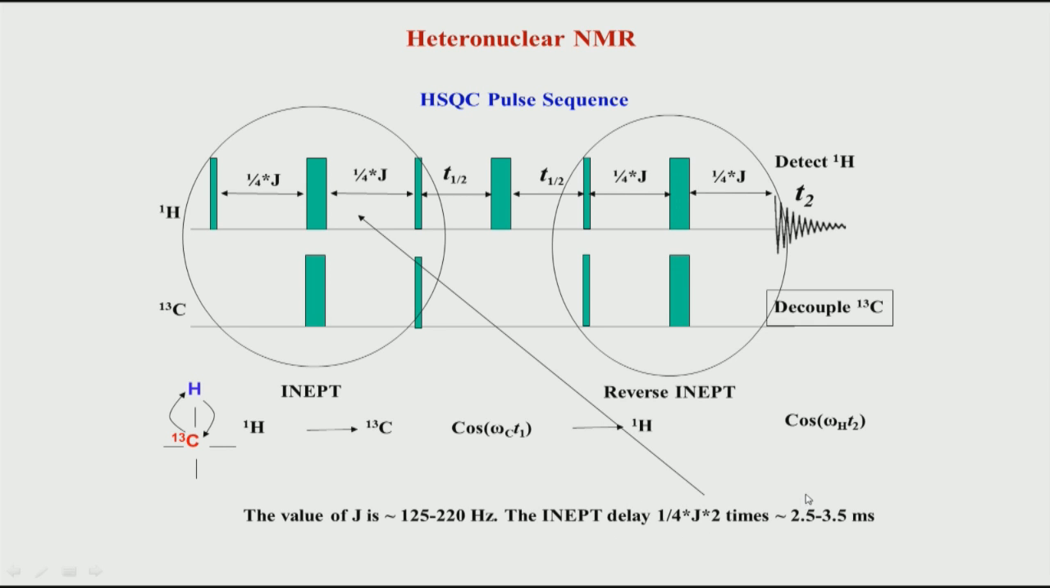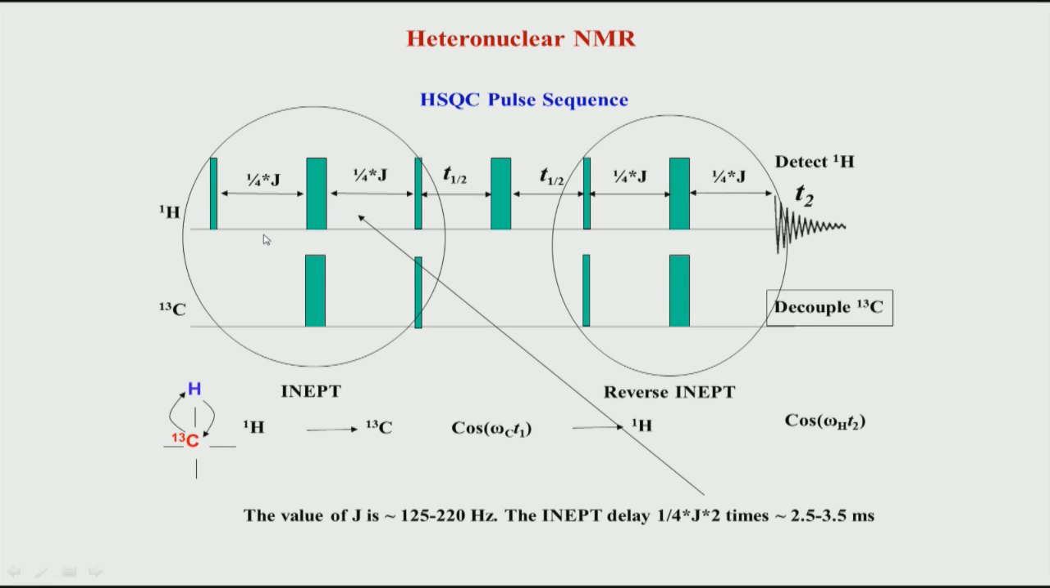So, typically the delay which we use is about 2.5 to 3.5 milliseconds, coming from this pulse to this side here. So, we are looking at the entire delay period between these two pulses. Why is it important to know this? From a practical aspect, maximum sensitivity is obtained when you achieve 100% transfer.